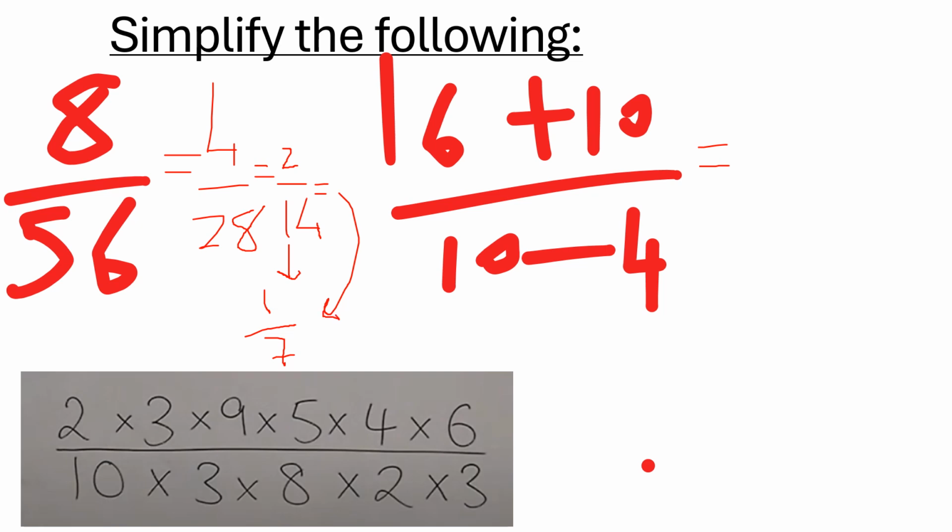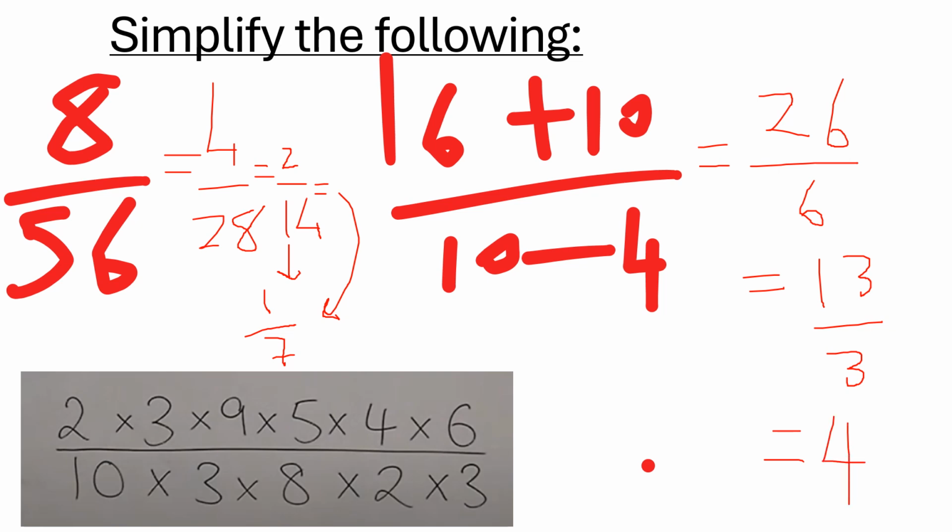Next one, I'm going to simplify the numerator and denominator separately. 16 plus 10 will be 26. 10 minus 4 is 6, so I get 26 sixths. They're both even, so I can divide top and bottom by 2. I get 13 thirds. As a top heavy fraction or an improper fraction, I can write it as a mixed number. How many times is 3 going into 13? It goes in 4 times, with a remainder of 1. So 4 and 1 third.